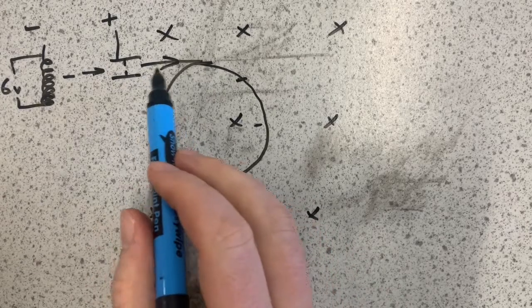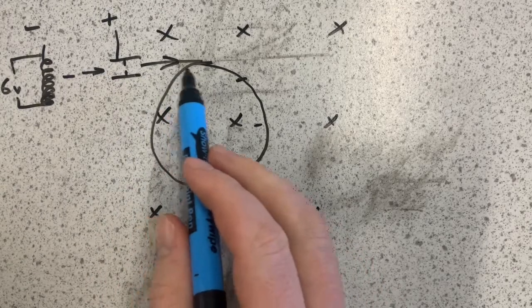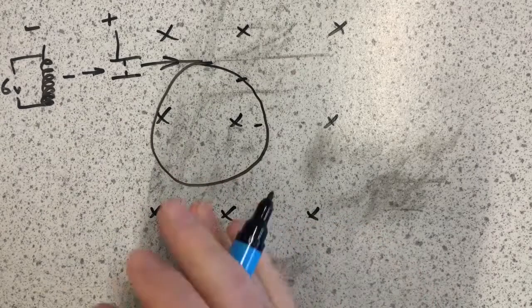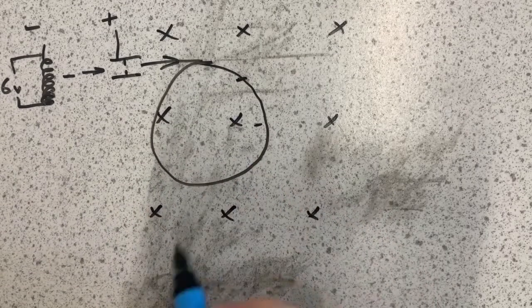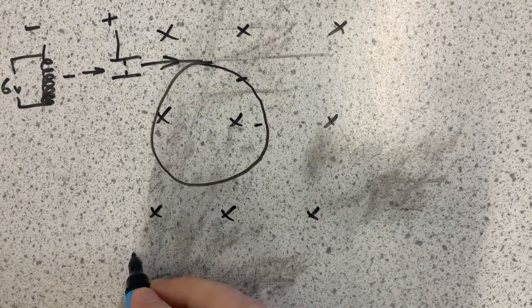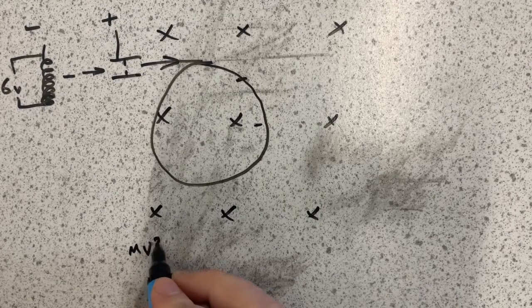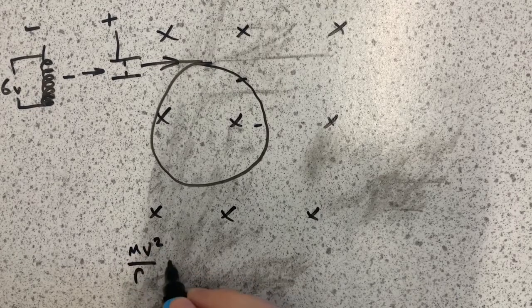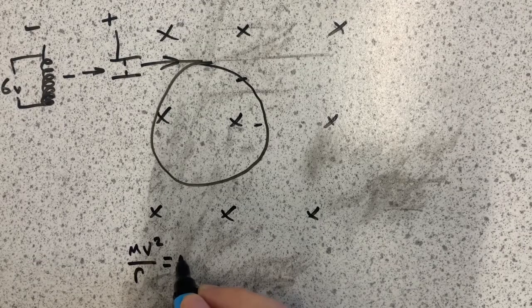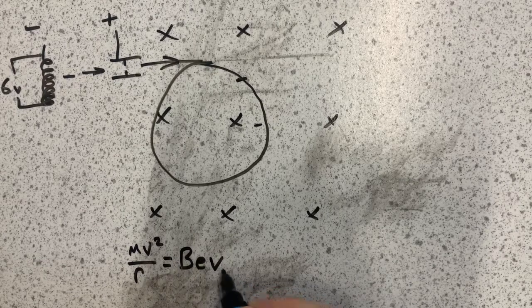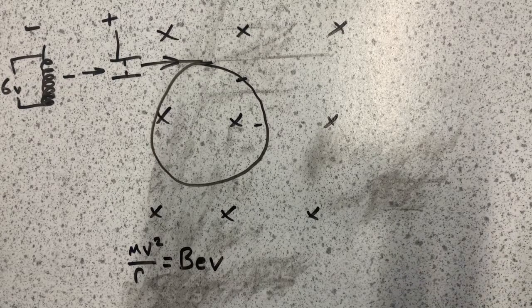If the electrons aren't moving fast enough, it will spiral in. If they're moving too fast, it may spiral out. But if I can adjust it so they're right, I can get the circular motion, and I can say that the centripetal force, mv squared over r, has to be equal to the force from the magnetic field. So I can then work out the specific charge again.